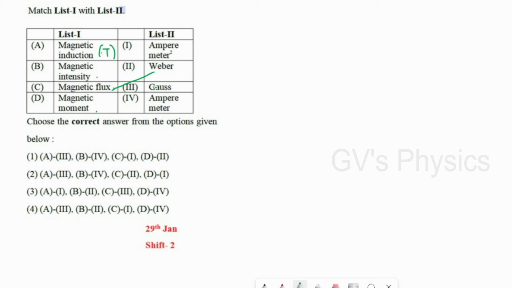We have one more unit, that is Gauss. 1 Gauss is equal to 10 power minus 4 Tesla. So magnetic induction will match with 3. And for magnetic moment we have a formula NIA. N is the number of turns, we don't want to take that. For current we can take ampere, for area we can take meter square. So ampere meter square. So magnetic moment will match with 2.